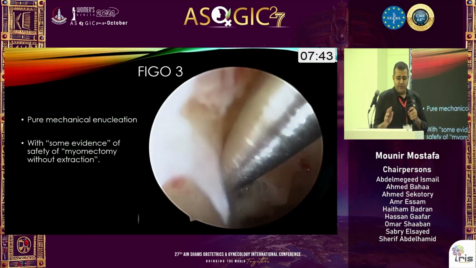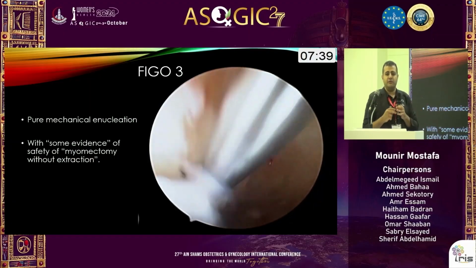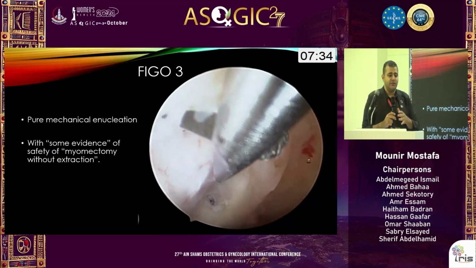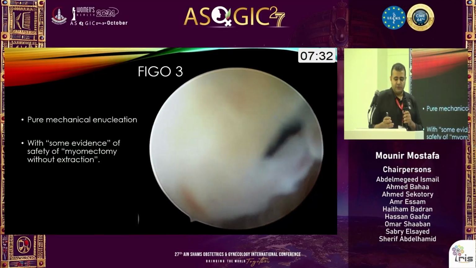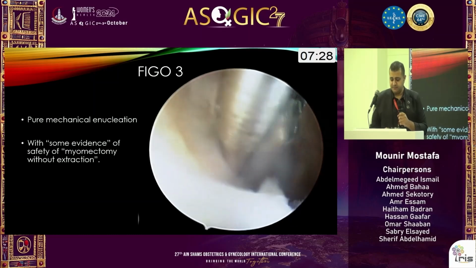There is some evidence in the literature that it's safe to make myomectomy without extraction, especially if you are doing an office procedure. You can get out the myoma, put it in the cavity, and leave it if it's an office procedure. I don't do this really, but there is some evidence that this is safe.